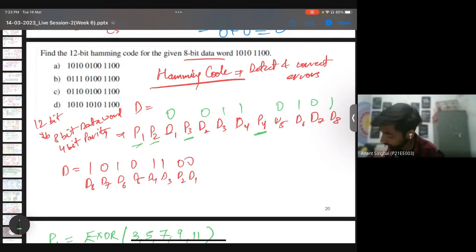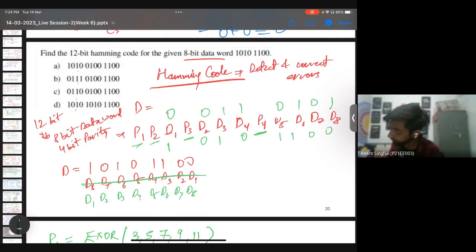So let's check for D1 first. D1 is 0. Because I have written the sequence opposite, I guess. D1, D2, D3, D4, D7, D8. Now D1 is 1, then D2 is 0, then D3 is 1, then D4 is 0, then this is 1, 1, 0, 0.